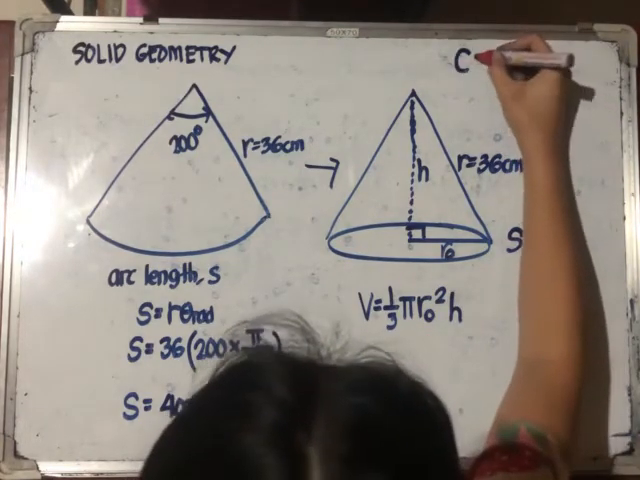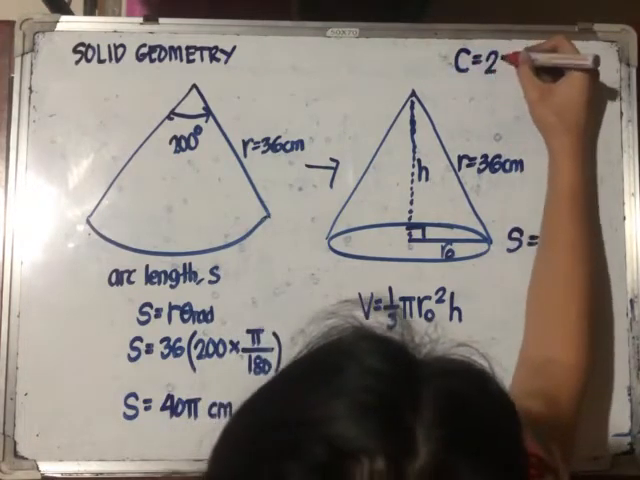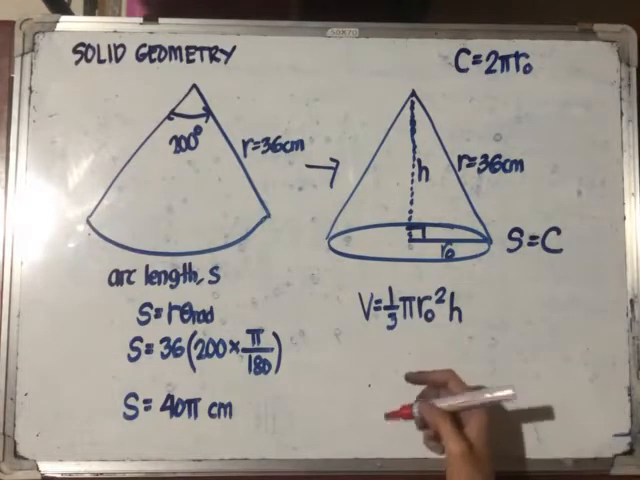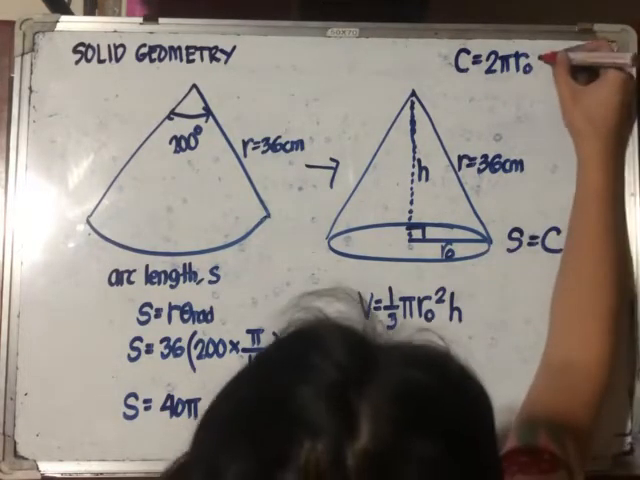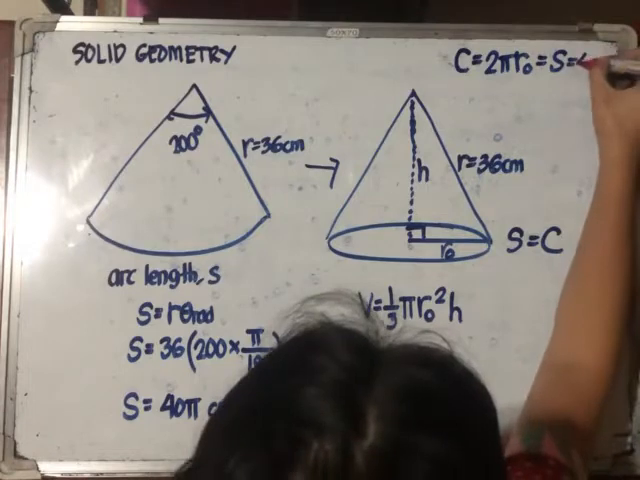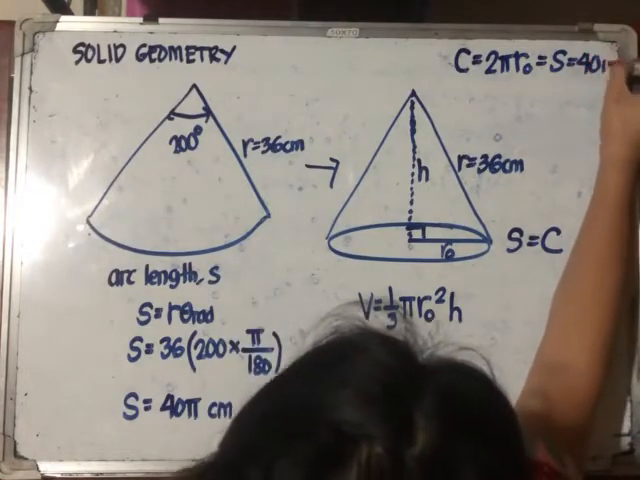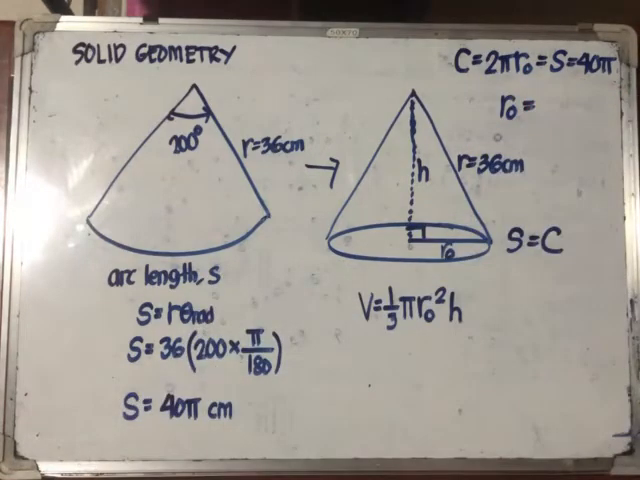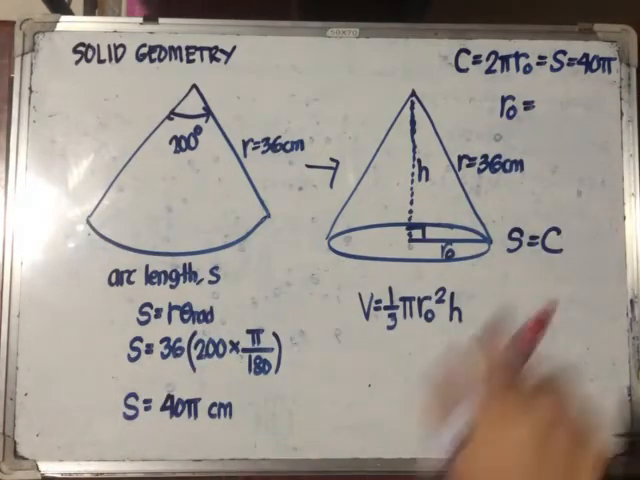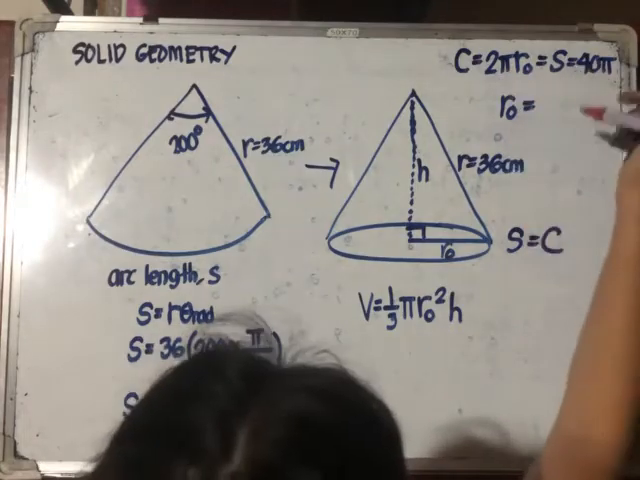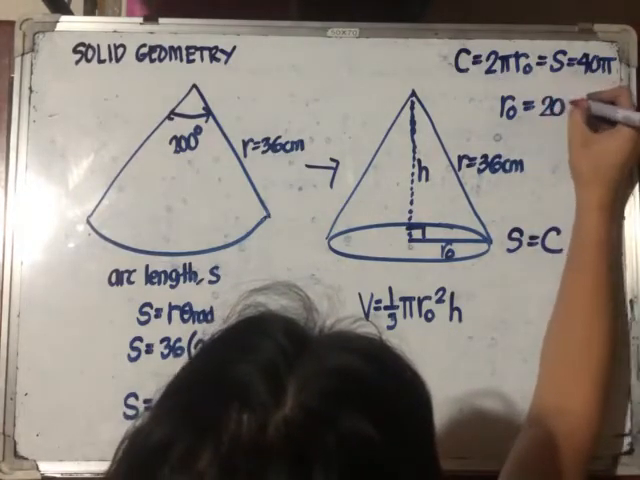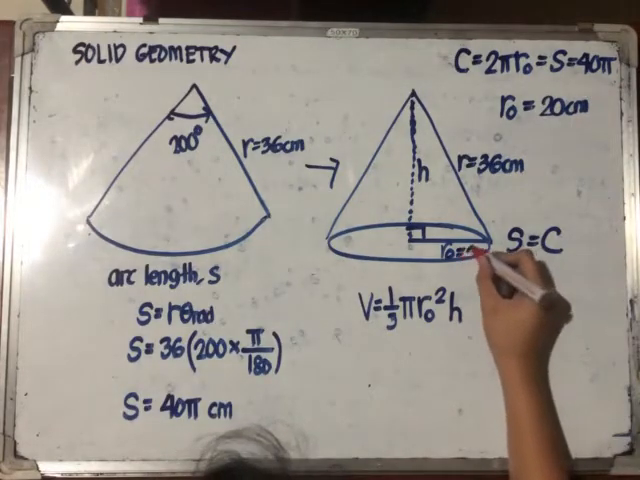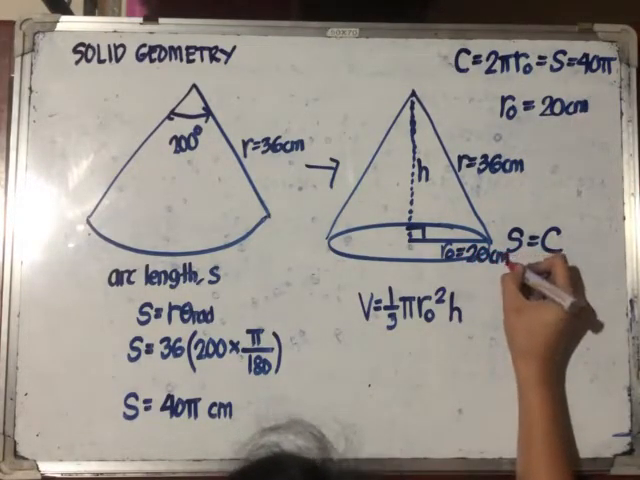Because you know your circumference C is 2 pi r sub o. Right? And that should be equal to S equal to 40 pi. So, computing your r sub o here, that would give you how much? Pi would be cancelled, divided by 2, that would be 20 centimeters. R sub o mo pala is 20 cm.